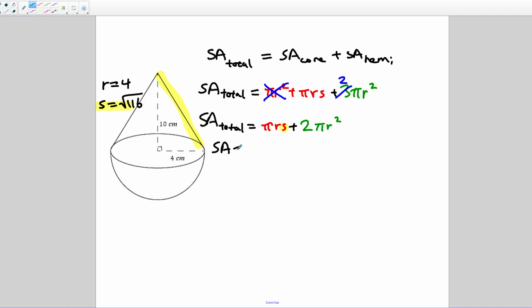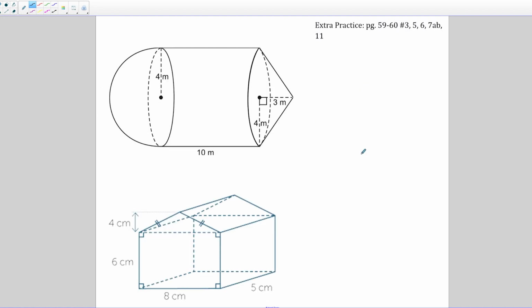So now all we need to do is plug in all of our variables. So pi times 4 times the square root of 116 plus 2 times pi times 4 squared. So plugging this all into your calculator, we end up with a grand total of 235.9 centimeters squared. So here you can pause the video and try the workout on your own.